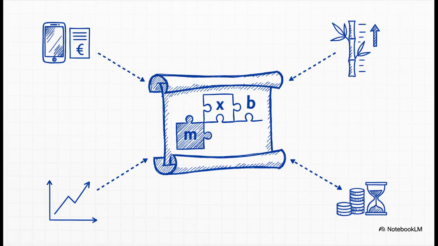So here's the bottom line. From your phone bill, with its base monthly fee and then a charge per gigabyte of data you use, all the way to how fast a bamboo plant grows, any system that changes at a constant steady rate follows this one simple blueprint. f(x) = mx + b.